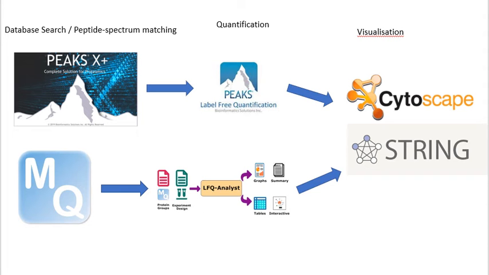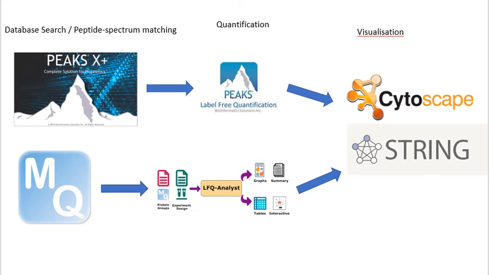Assigned protein groups from the Peaks database search were passed through PeaksQ, a built-in quantification tool in the Peaks platform. The protein groups from MaxQuant analysis were passed through LFQ Analyst, an online open access quantification tool originally designed for MaxQuant outputs. Both of the quantification outputs were then visualized with the String database extension for Cytoscape.